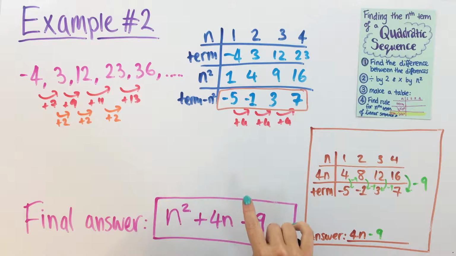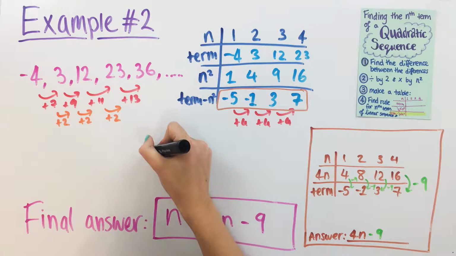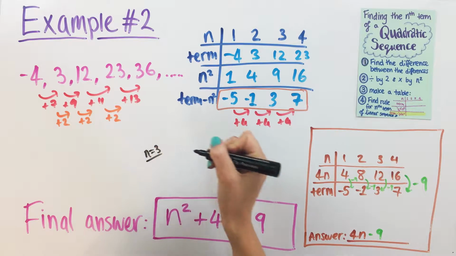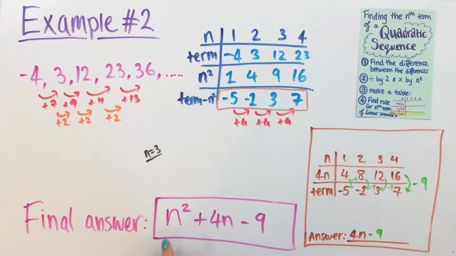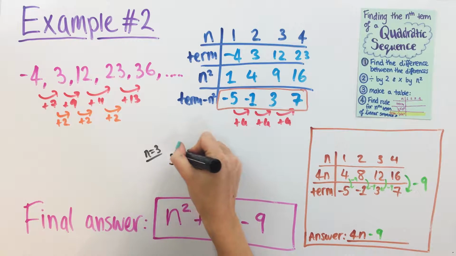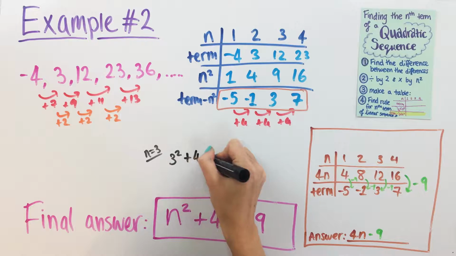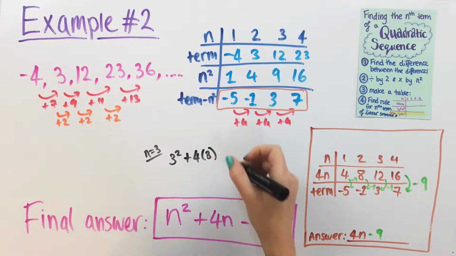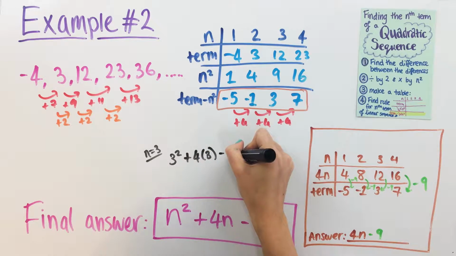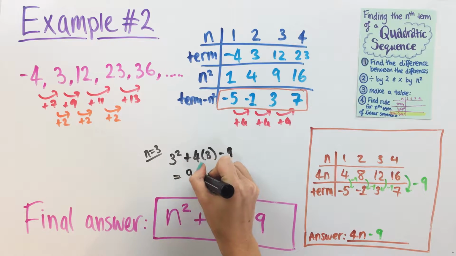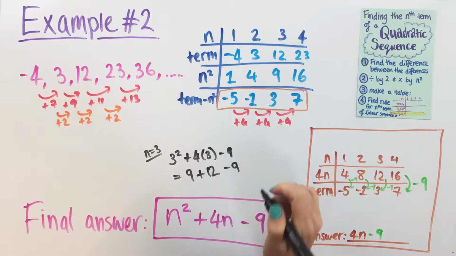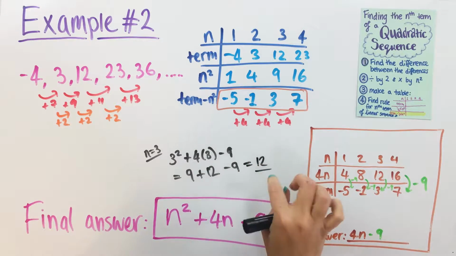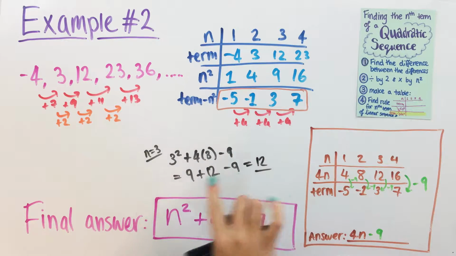So we can check this using any of the terms we have. Suppose we substitute in n equals 3. So we secretly know that this should give us 12, as that's the third term. Let's see if it does. So we have 3 squared plus 4 times 3, or n, minus 9. And that equals 9 plus 12 minus 9. The plus 9 and the minus 9 cancel out, so we're just left with 12 here, which is what we were aiming for. So that gives us a good indication that we've got the correct final answer.